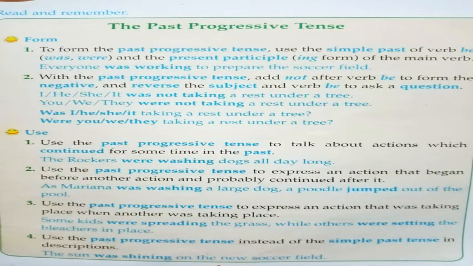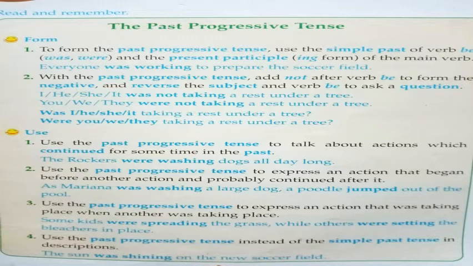This picture is taken from your book, page 35. It is the introduction and the explanation of the tense, the past progressive tense. First, to form the past progressive tense, we use the simple past of verb to be, like was or were, and we add the present participle form, which is the ing form. That's what we call it. We call it present participle. It means we have added ing to the main verb.